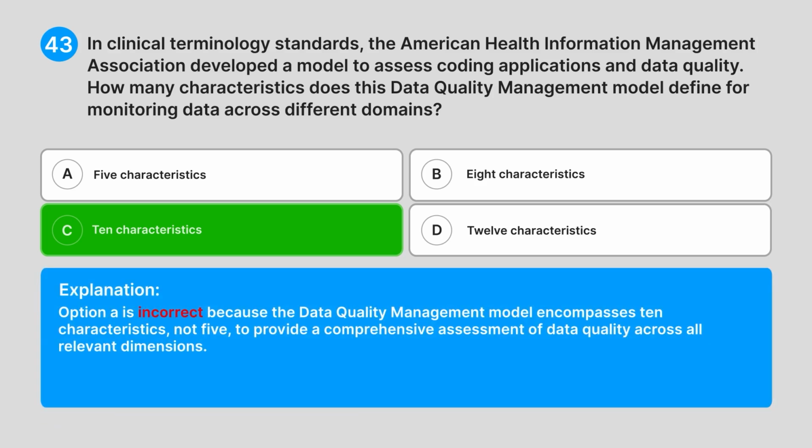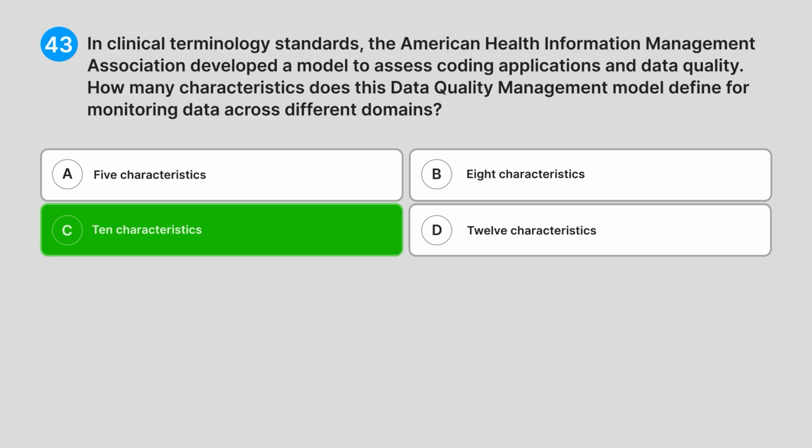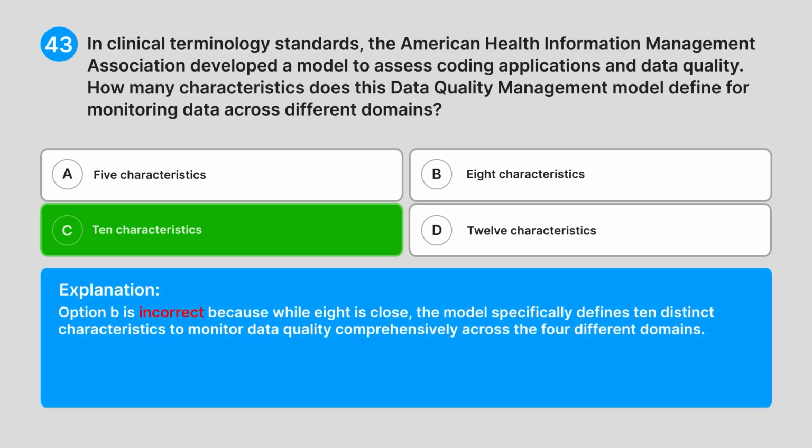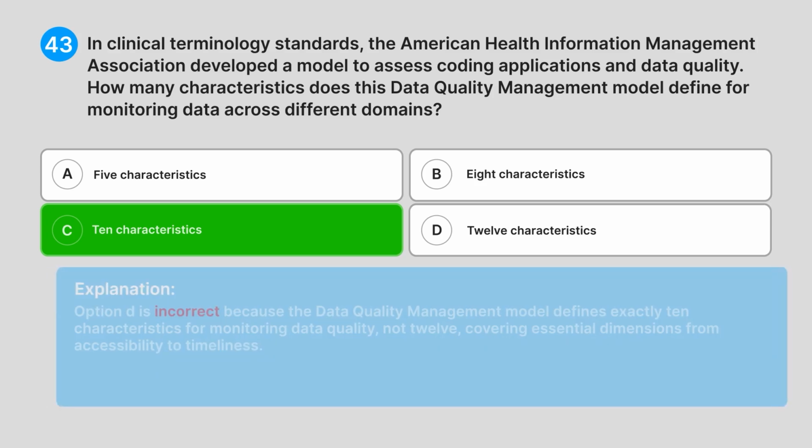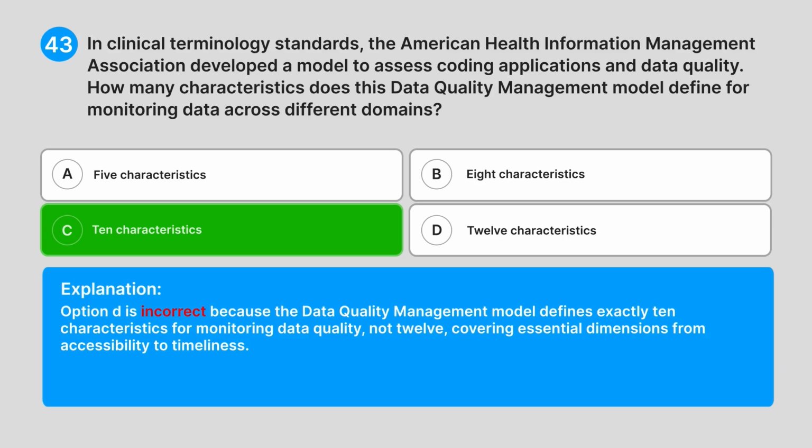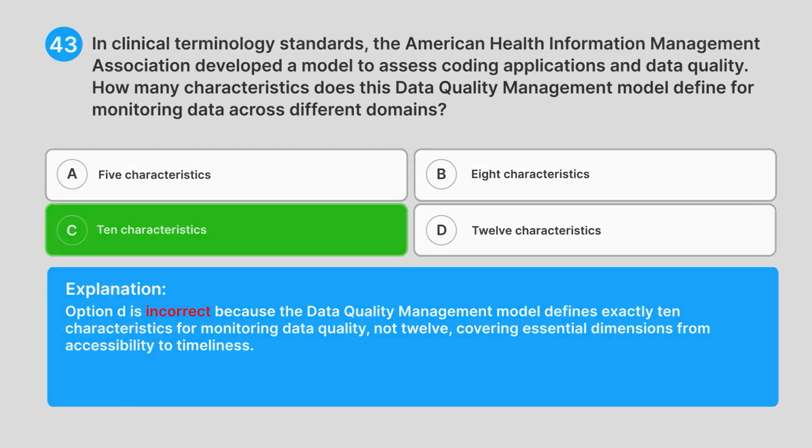Option A is incorrect because the data quality management model encompasses 10 characteristics, not 5, to provide a comprehensive assessment of data quality across all relevant dimensions. Option B is incorrect because while 8 is close, the model specifically defines 10 distinct characteristics to monitor data quality comprehensively across the 4 different domains. Option D is incorrect because the data quality management model defines exactly 10 characteristics for monitoring data quality, not 12, covering essential dimensions from accessibility to timeliness.